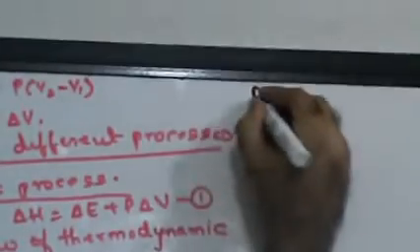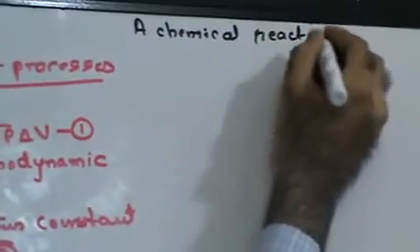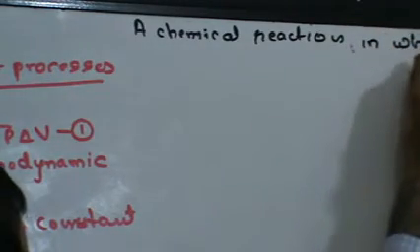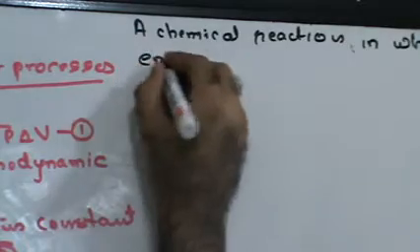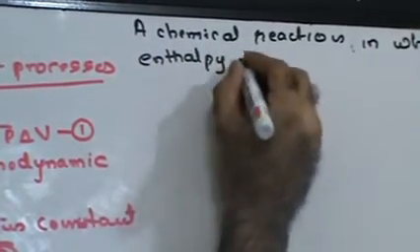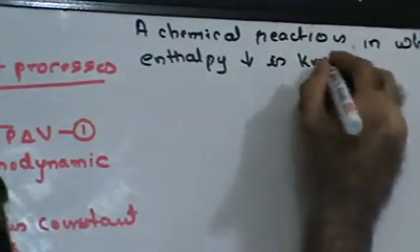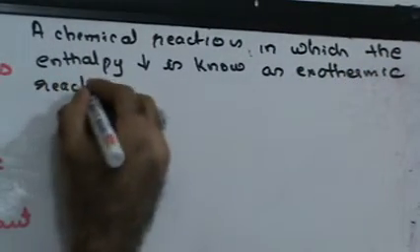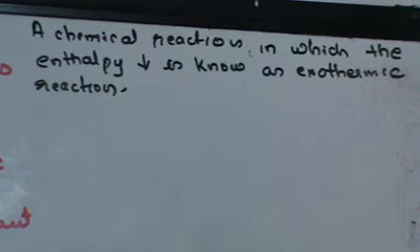So I can say that a chemical reaction in which the enthalpy decreases is known as an exothermic reaction. Right, that is what an exothermic reaction is. Next, what do we understand by an endothermic reaction?